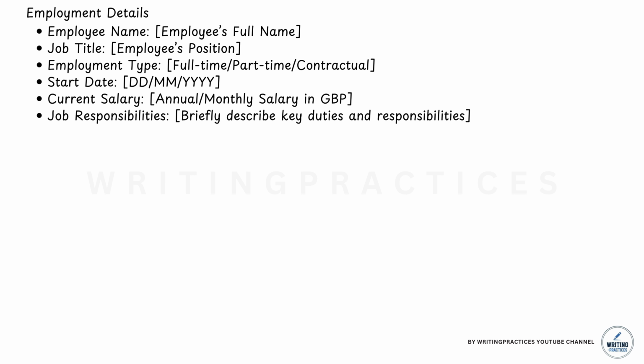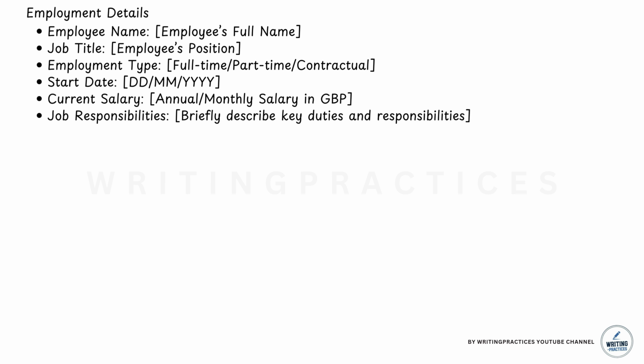Each detail serves an important purpose. Employment type, whether the employee is full-time, part-time, or on a contract, helps UKVI assess job stability. Start date confirms the duration of employment, which may be relevant to the visa requirements. Salary, providing the salary amount in GBP, ensures transparency regarding the employee's income. Job responsibilities, a brief description of the employee's role helps UKVI understand their professional background.